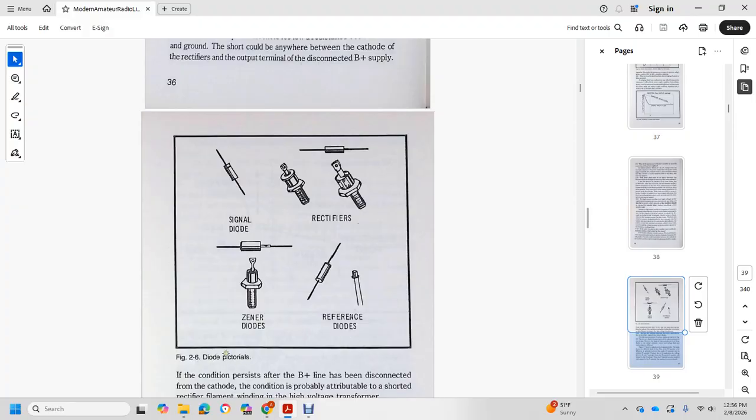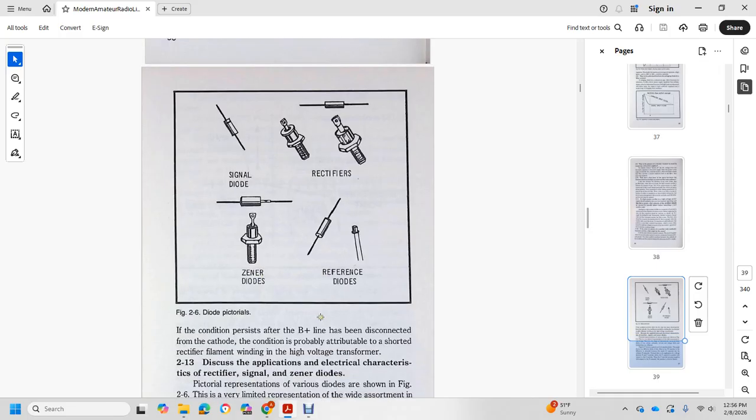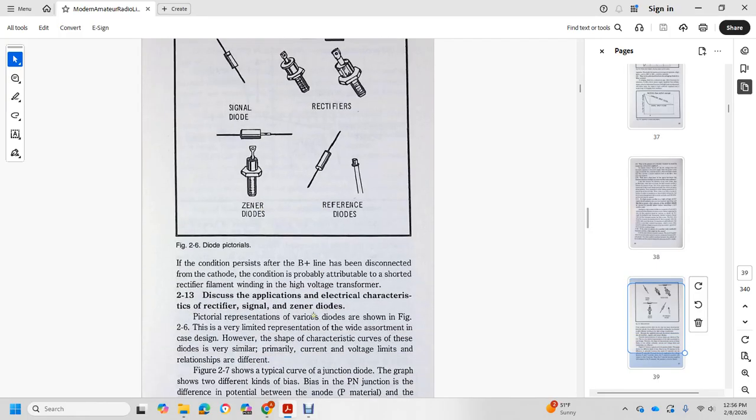Alright, figure 2.6 shows the diode pictorials. We have a single diode, rectifiers, Zener diode, and reference diodes. In the condition after the B plus line with a disconnect with the cathode condition with a probable attributed with a short rectifier filament with a high voltage transformer.